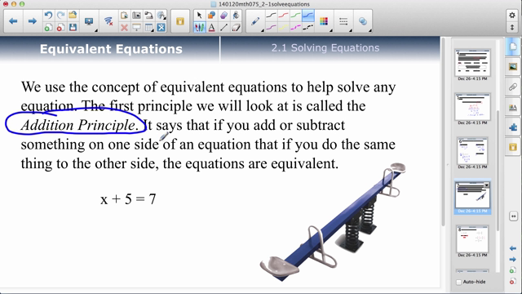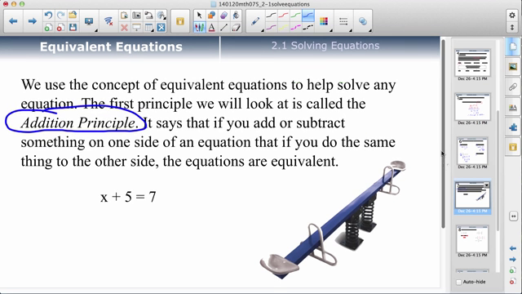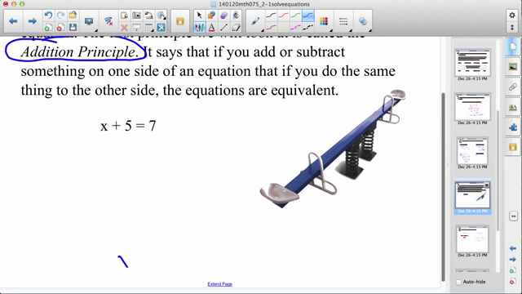And what it says is if you add something to one side or subtract something from one side, as long as you do it to the other side, you're even. You have an equivalent equation. The reason why we use any of these principles is that I want to get x equal to something. In other words, I don't want anything else here with the x. I want x by itself.